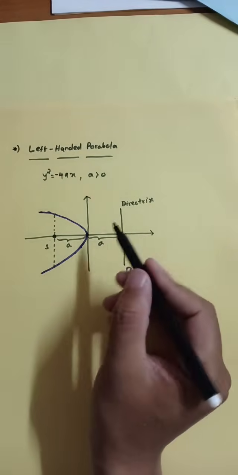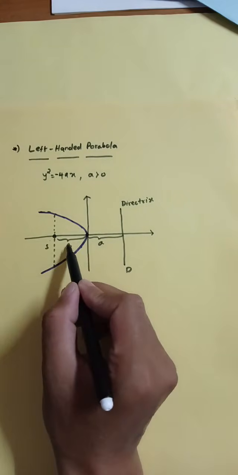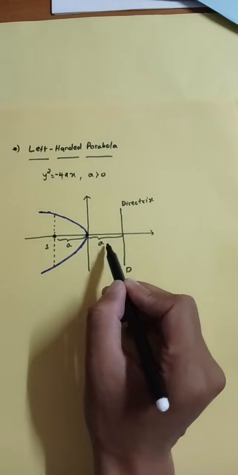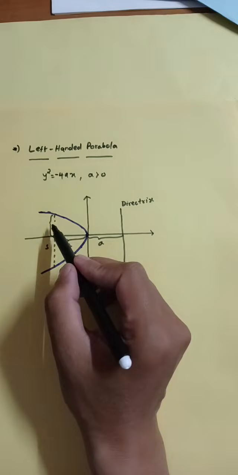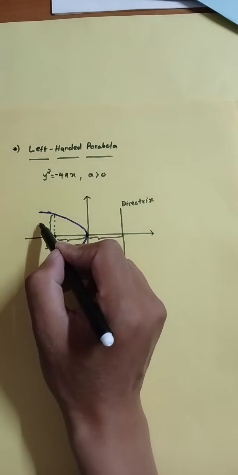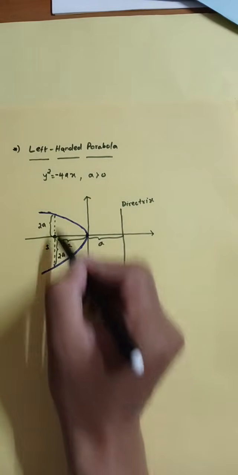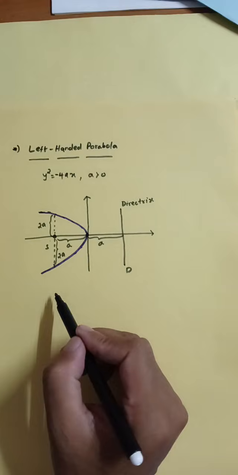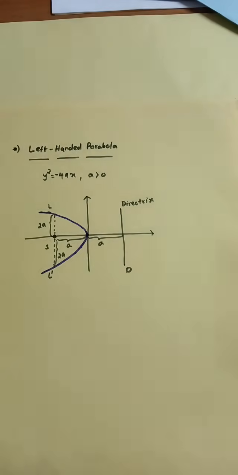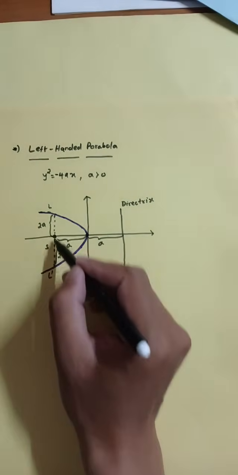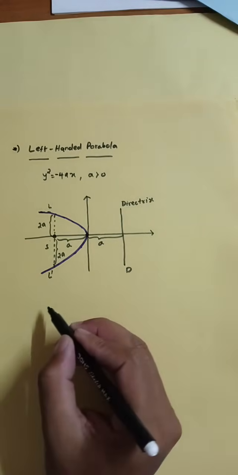Now we know the distance between vertex and focus is a, and the distance between vertex and directrix is a. The semi-length of your latus rectum is 2a, and this is again 2a. What will be the total length of your latus rectum? From L to L dash, the total length will be 2a plus 2a, which is 4a.